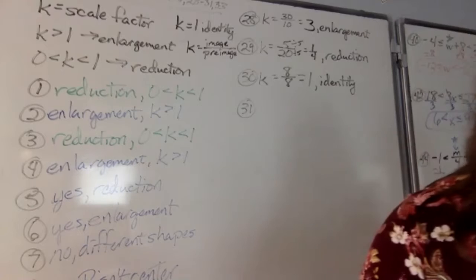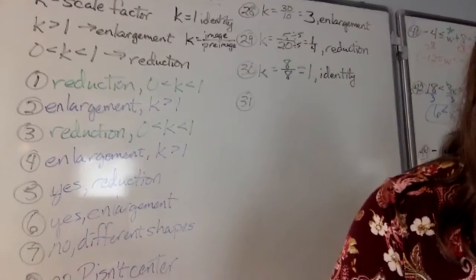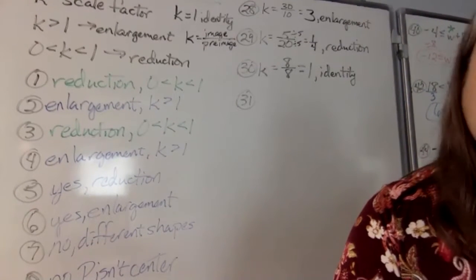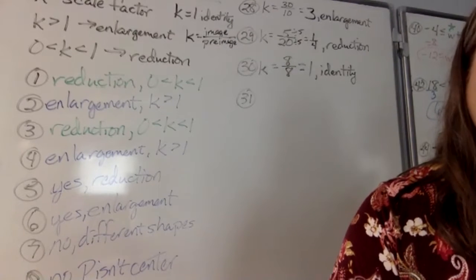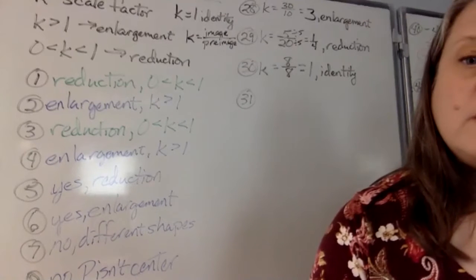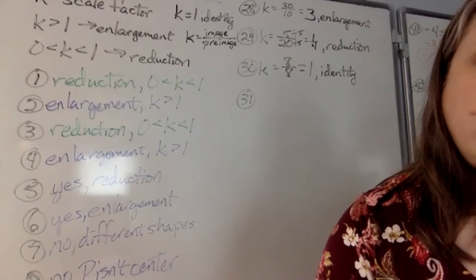And then 31 says M prime N prime is 14 units and MN is equal to 7 units. So which number is going to go on the top? Pedro.